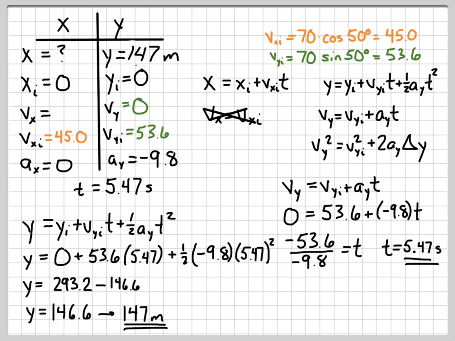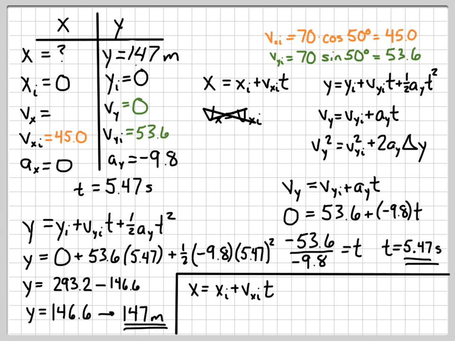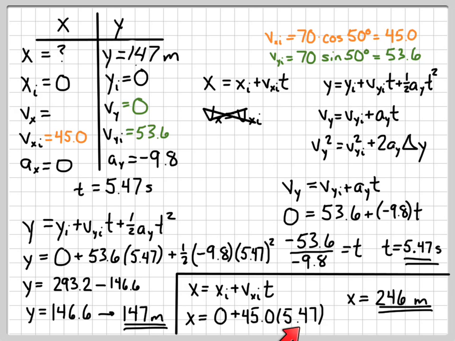Part C says, how far has the ball gone horizontally when it reaches its maximum height? Well, that's where I have to figure out what x is. I'm going to give myself a little box down here in the bottom right. I have just enough space. Let's rewrite the equation that will give me x and plug in the values that I know. I know that xi is 0 and vxi is 45.0. When I evaluate this, I'm going to get a horizontal distance of 246 meters.